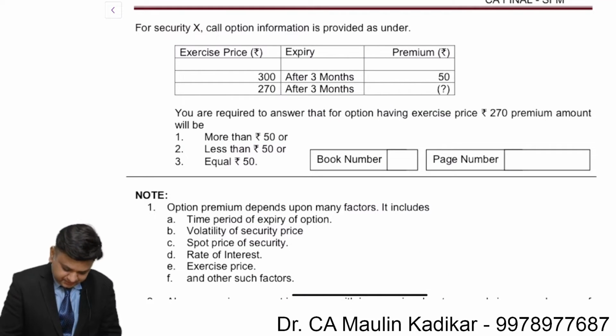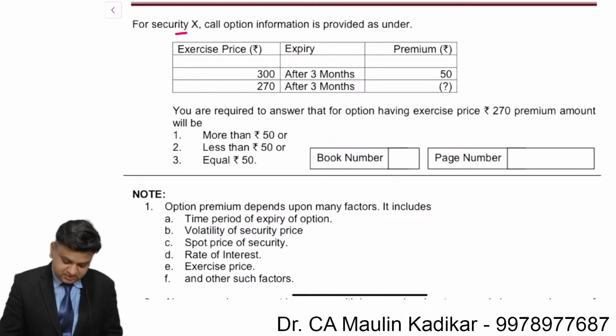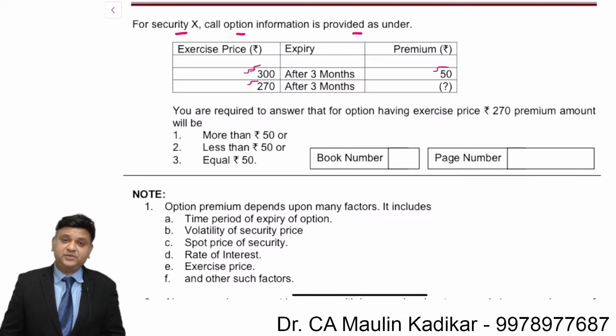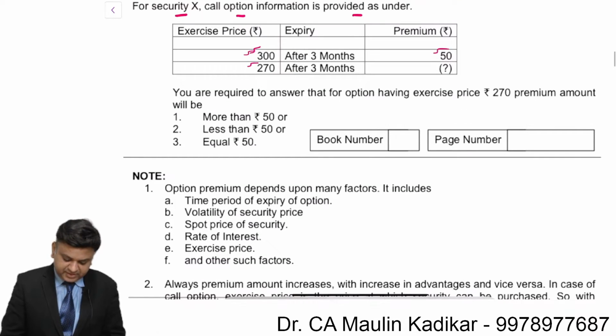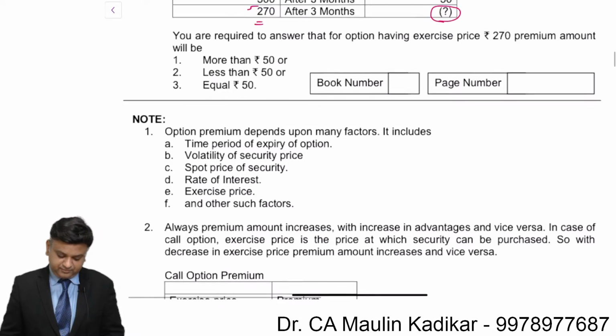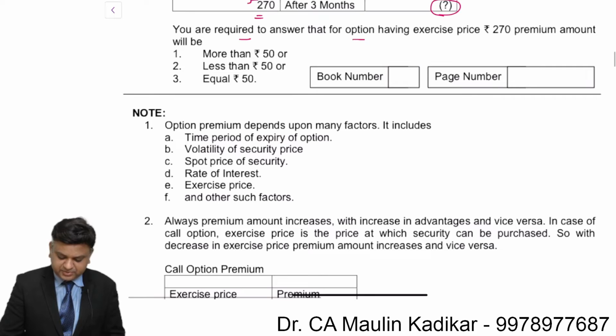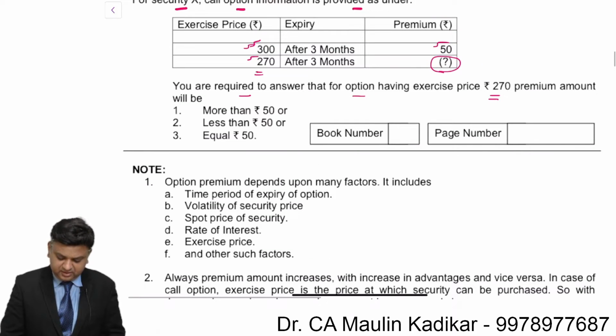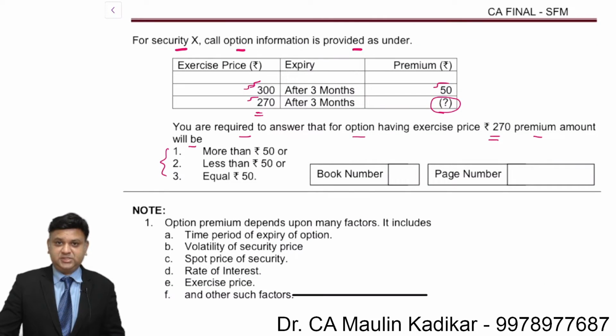Let us see our next question. For security X, call option information is provided as under. There are two exercise prices, 300 and 270. For exercise price 300, the call premium is 50 rupees. And for exercise price 270, the information about the call premium is not given. You are required to answer what the premium amount will be for the option having exercise price 270. You are required to give the answer for one of the three options. Please write your answer in the chat box.